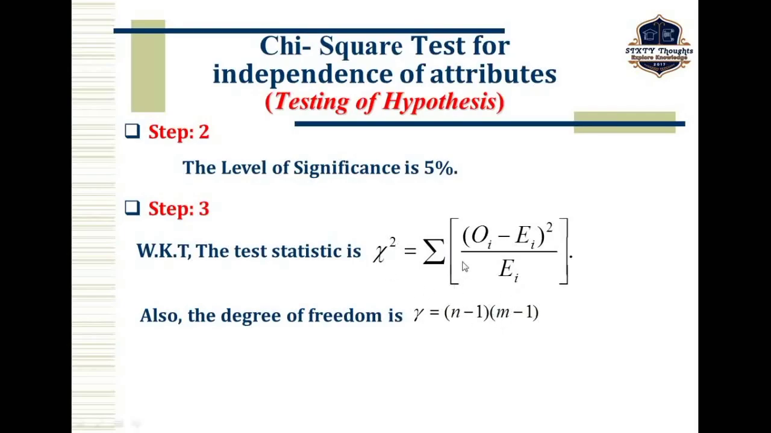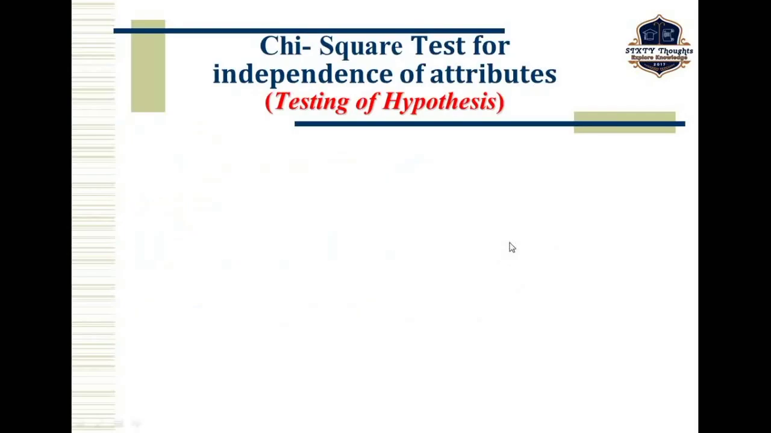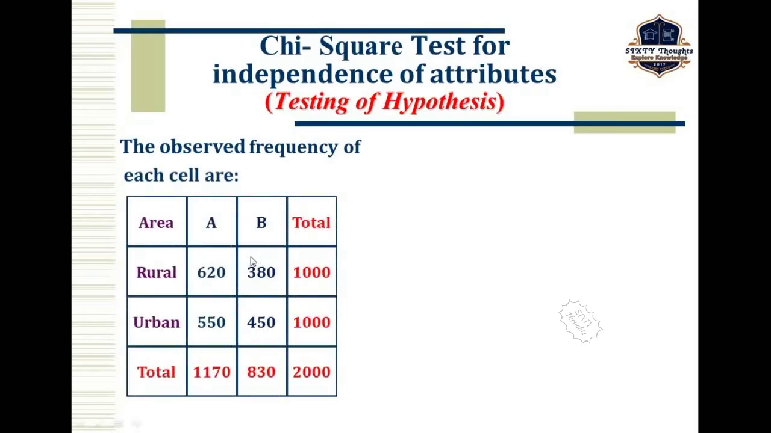Using this formula, we are going to find this term value. From the given data we consider only the observed values. Using the observed values, we are going to find the expected values. Once we get the expected values, only then can we find the chi-square test value. So first we consider the observed frequency of each cell. This is our given data, right?